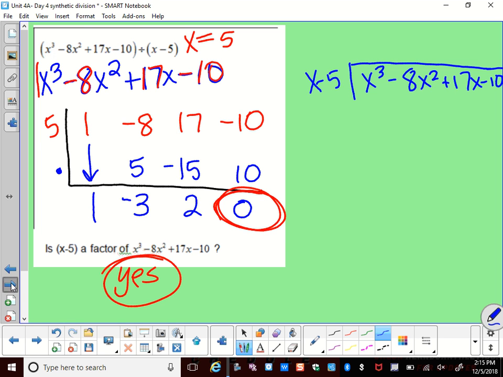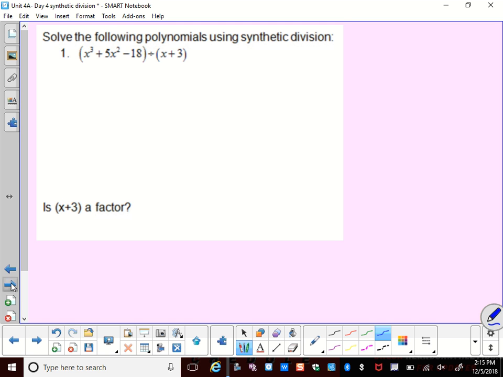Okay, so let's try number 1. Solve the following polynomials using synthetic division. So x equals what? Negative 3. Is this in standard form? No, I'm missing the 1x, right? So it should be x cubed plus 5x squared plus 0x minus 18. So all I did was put in the placeholder for x.